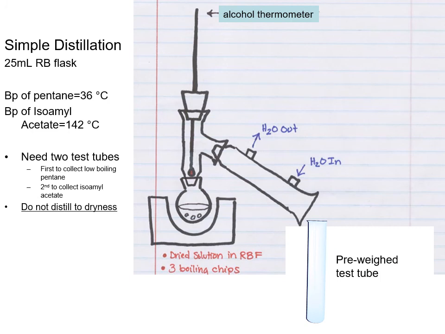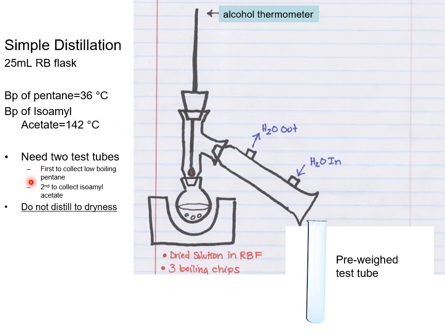So next, the final step is the simple distillation. You would want to use a 25 milliliter round bottom flask, right? The reason it's a simple distillation is you can see here, the boiling point of pentane is 36. It's very low, right? Very easy to boil. And the boiling point of isoamyl acetate is 142 Celsius, which is significantly higher, right?